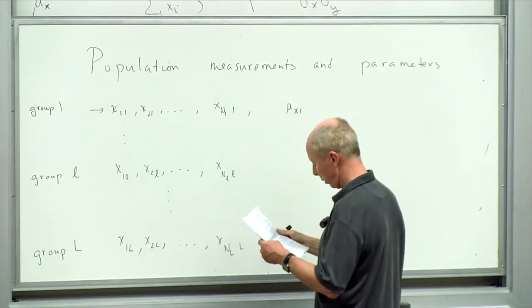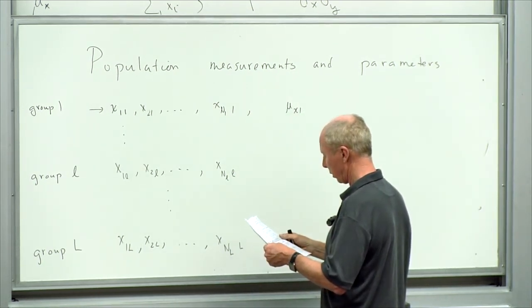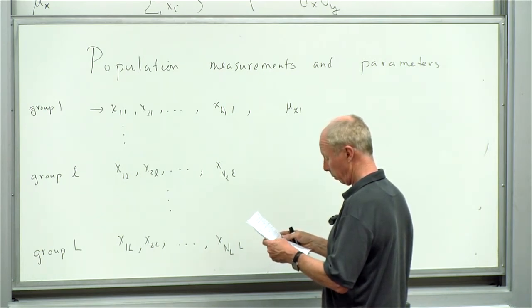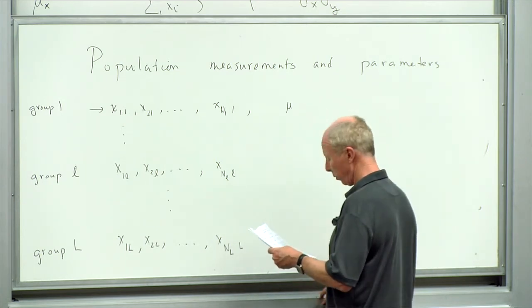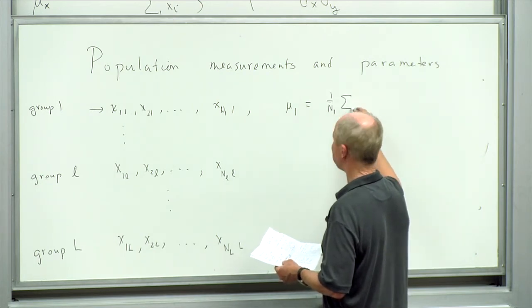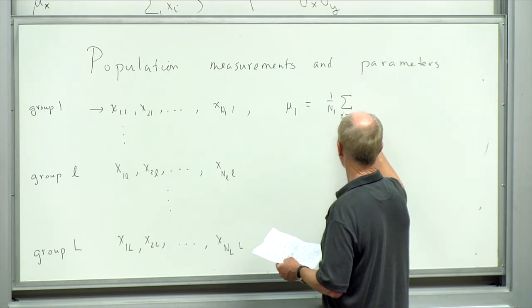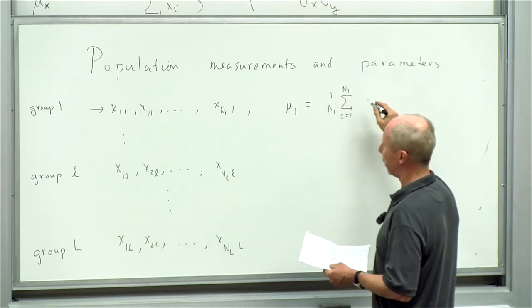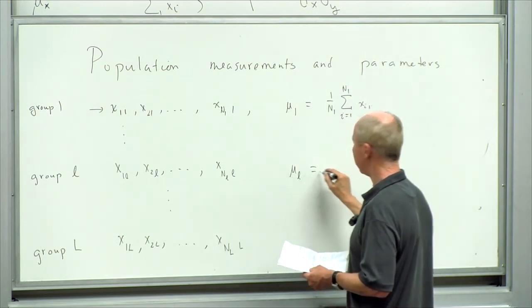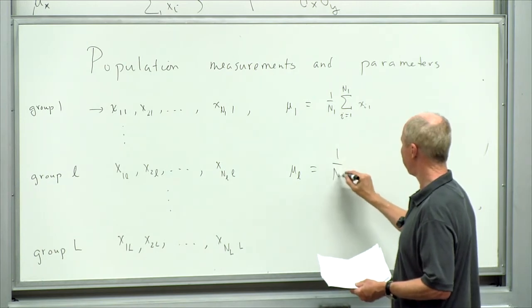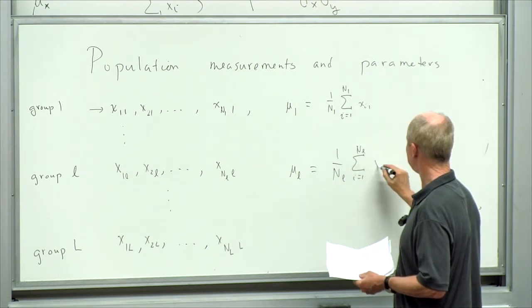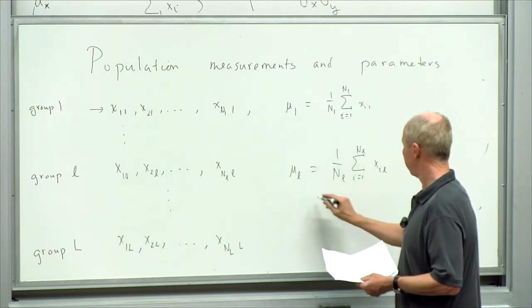Mu x1, I think, or is it mu 1x? No, I'll just call it mu 1. I don't need to use the x. Mu 1 would be 1 over capital N1 times the sum, i equal 1 to capital N1, of x_{i1}. The Lth mean, the mean in the Lth group, would be 1 over the number of elements in that group, and then just the sum of the numbers you see in that group, etc.